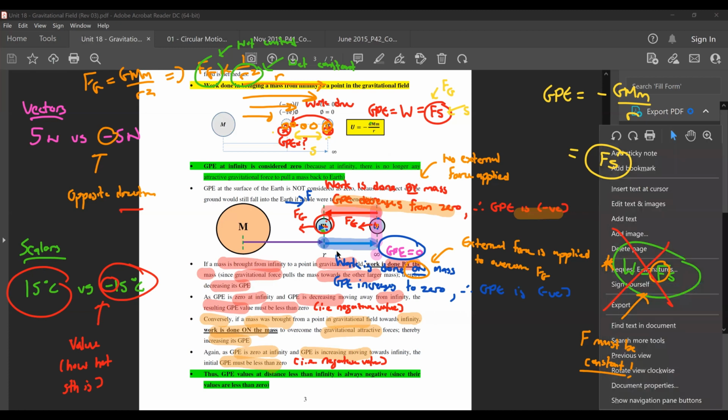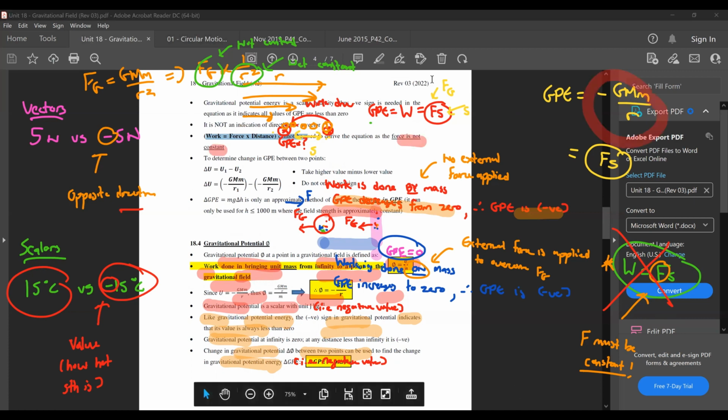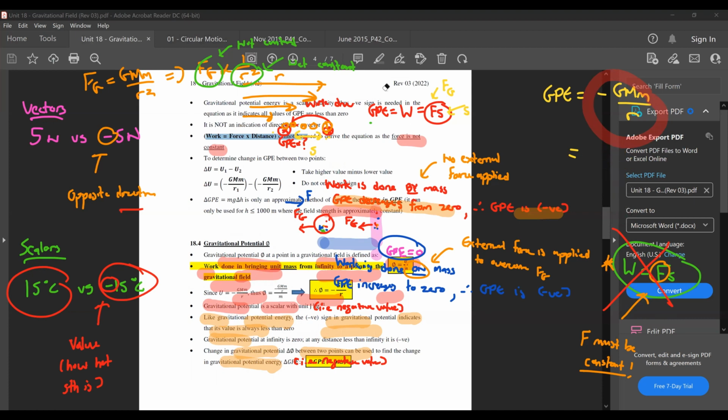That's why I wrote that in the notes somewhere in the next page. Work equals force times distance cannot be used to derive the equation that you see, which is this one, because force is not constant here. The actual way that they got the negative GMm over R was through this. They actually use integration from infinity to distance R, where they say it is GMm over R squared dr. So there's a derivation for it.